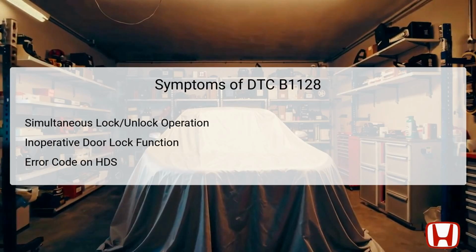The symptoms associated with DTC B1128 can be noticeable and disruptive to vehicle functionality. One immediate symptom is the simultaneous operation of both the lock and unlock features, which signifies a malfunction in the door lock switch system. Additionally, drivers may find the door locks inoperative, leading to persistent security concerns. It is also expected to see the DTC B1128 code displayed on the Honda Diagnostic System (HDS) when conducting a vehicle scan. Understanding these symptoms helps to address problems swiftly before they exacerbate, ensuring the continued safety and integrity of vehicle operations.